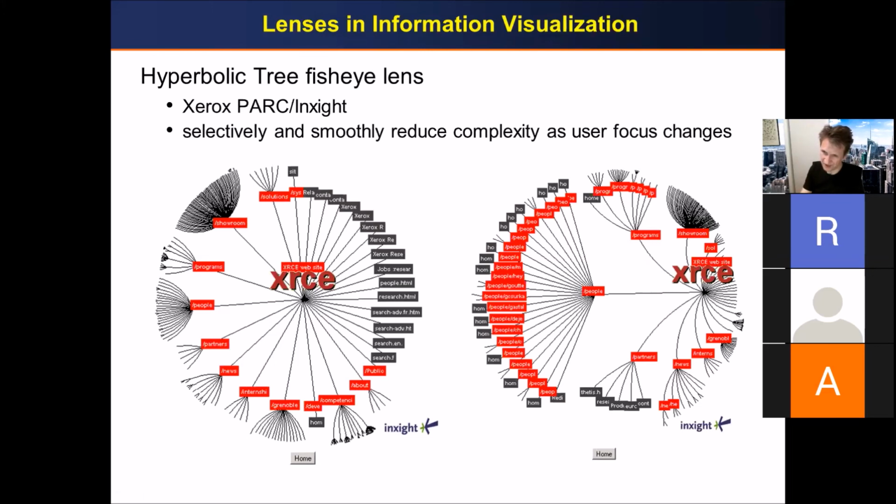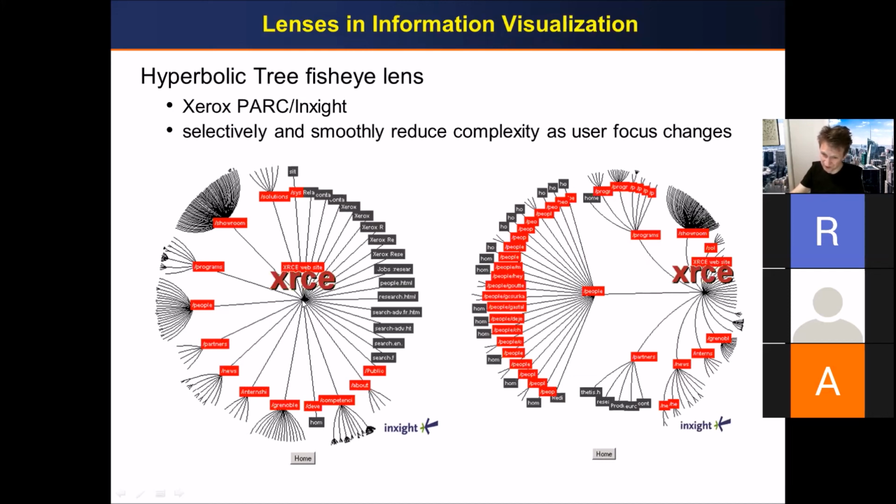So this is a really nice way to investigate the relationship of a particular node in a graph and see how it's related to everybody else. It's called the hyperbolic tree fisheye lens. It's a pretty old lens, but it's really effective, a really good way to visualize graphs.